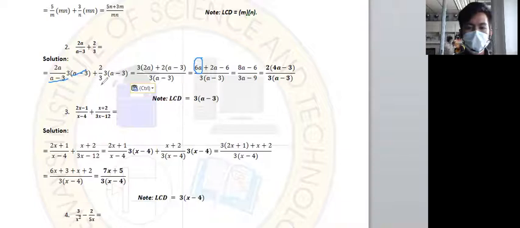Then 2 over 3 multiplied by 3 times the quantity a minus 3. So cancel po natin itong 3. Matitira na lang 2 times a is equals to 2a. Ito po. Then 2 times negative 3 is equals to negative 6. Ito po. Okay po? Then we need to simplify. 6a plus 2a is equals to 8a. Then negative 6. Then copy the denominator or LCD, 3 multiplied by the quantity a minus 3. Ito po.